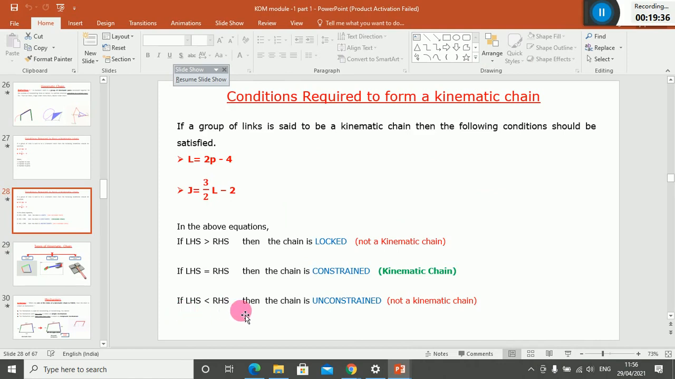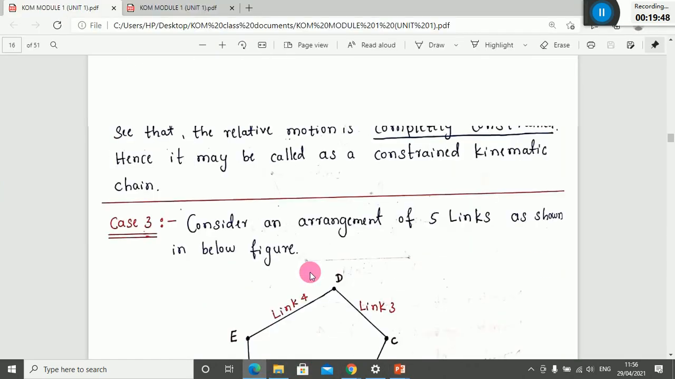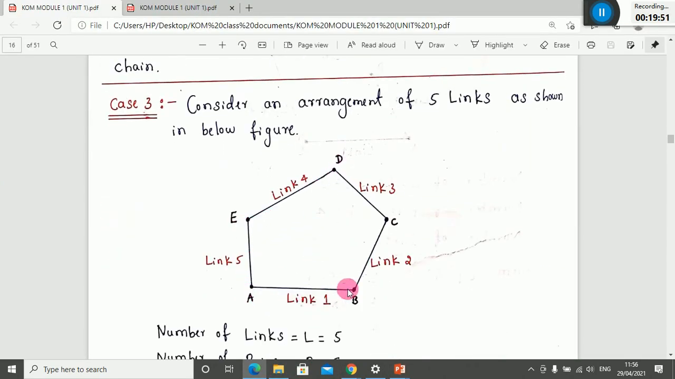If LHS is less than RHS, then the chain is known as unconstrained. It means it is not restricted to a certain path. It is not a kinematic chain. Just try to build this type of chain, which is having 5 links. Because when you give a rotary motion to this link BC, after a certain time, link 4 and 3 will come down like this. They'll come down. After a certain time they'll be in a locked position. They'll not be able to lift.